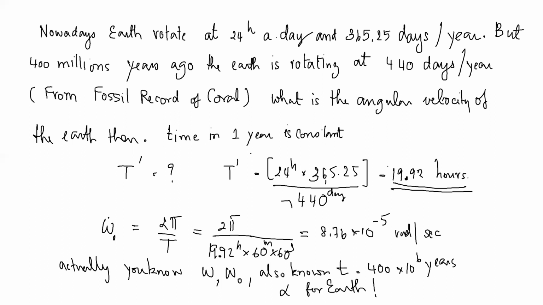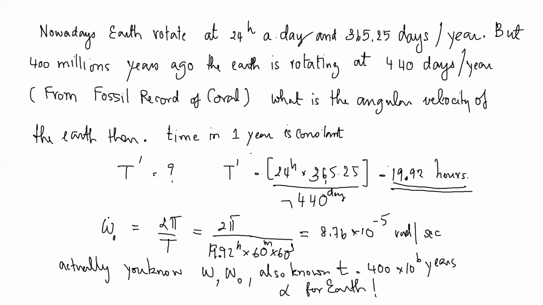So this small friction will cause the Earth to slow down. Okay. So at that time, you see the period of time in 1 year, assuming constant.